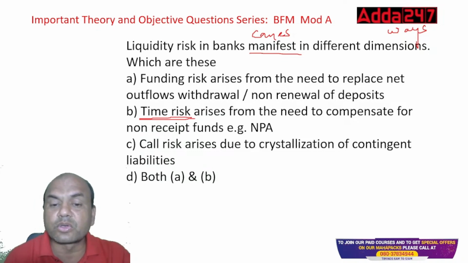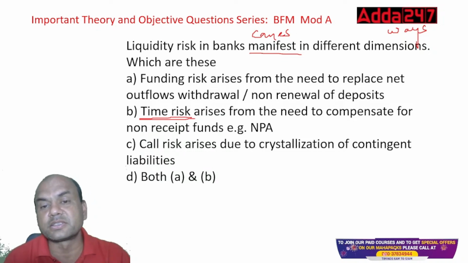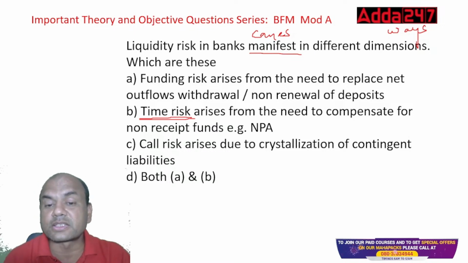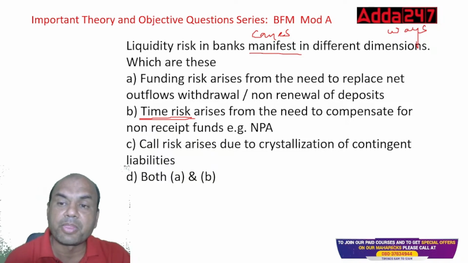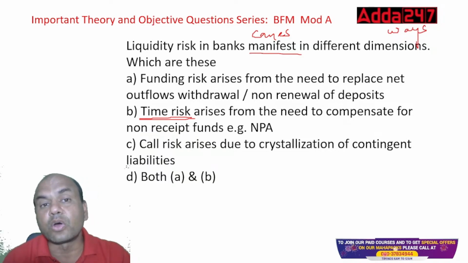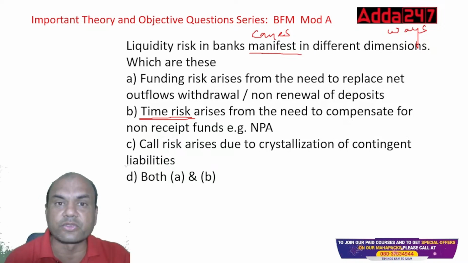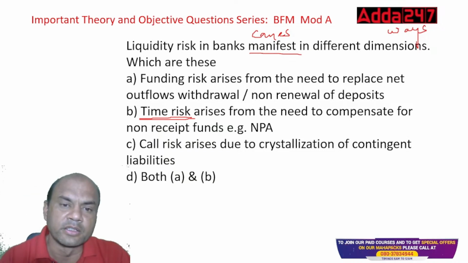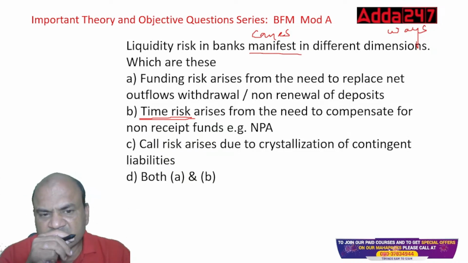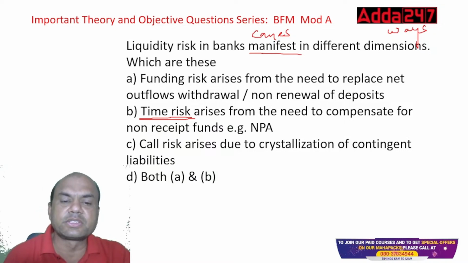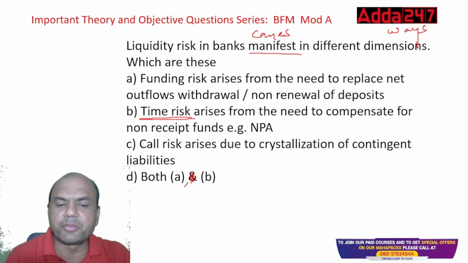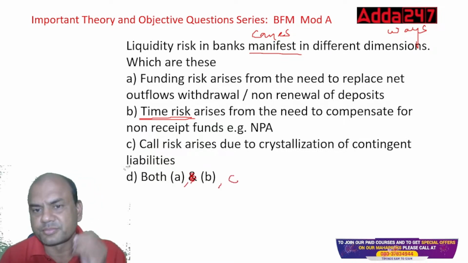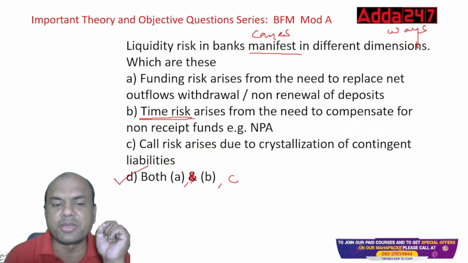Call risk arises due to crystallization of contingent liabilities. Contingent means which was not to come, or future transactions, like bank guarantee, LC. These are all contingent. So it comes in which of these cases? Both A and B. Okay, I'll mark it like this: A, B, and C. That is the best answer. So the answer is actually A, B, and C.